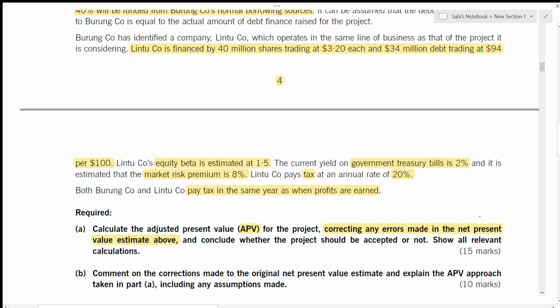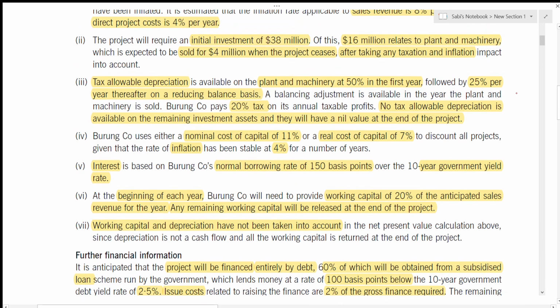So first we'll do A, because always calculations you have to do before you attempt your theory part. See, most of the theory part is always linked to your calculation part. So now let's read the case in detail.